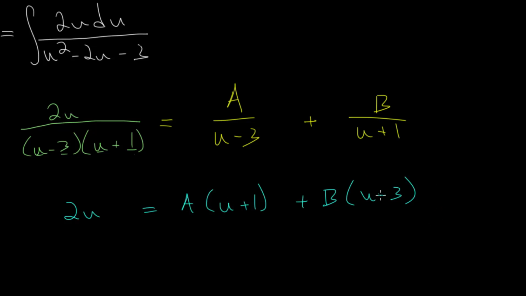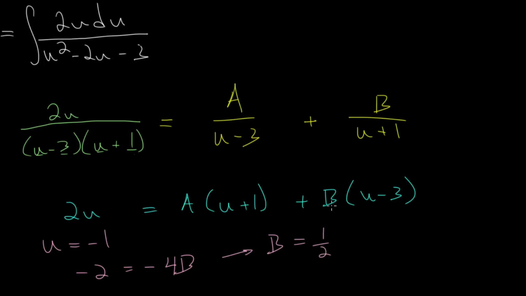We can pick various values of u and figure out what a and b are. So let's start by trying to eliminate a. We can set u equal to -1. So on the left, we get minus 2, and this is 0, since we have a times 0. And we have b multiplied by -1 minus 3, which would be -4. We can just write this as minus 4b. And solving for b, we divide each side by -4. The negatives cancel. We simplify the fraction to get 1/2 for b.